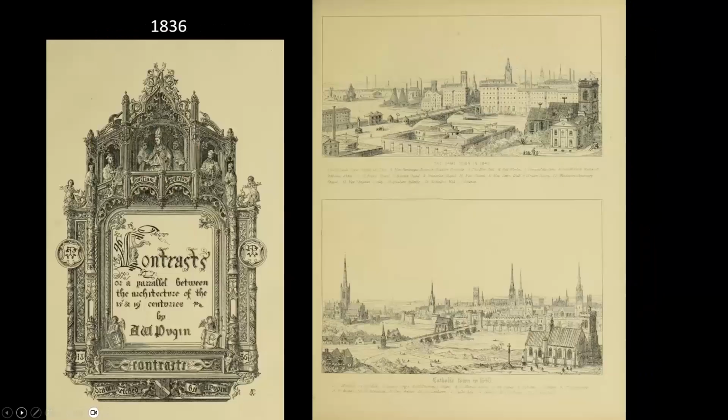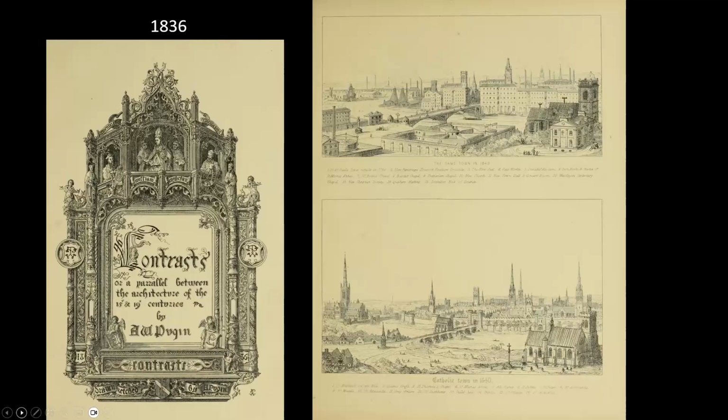What makes Pugin so committed to the Gothic is that he converts to Roman Catholicism in 1834. You're seeing here the frontispiece to his influential polemic, Contrasts, because he's not just interested in the architecture of the Gothic period, he's also going to argue that the Gothic represents Christian values. It is the moral style in terms of Christian virtue.